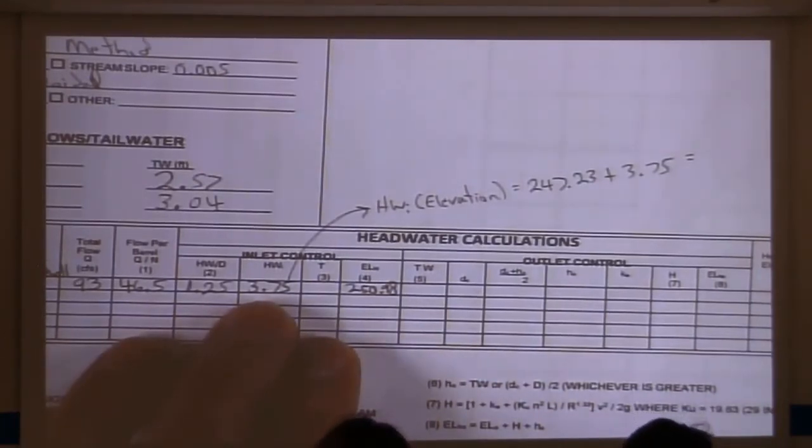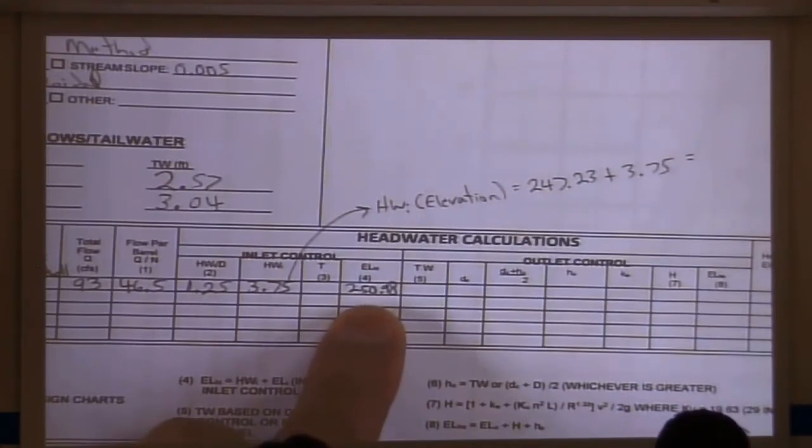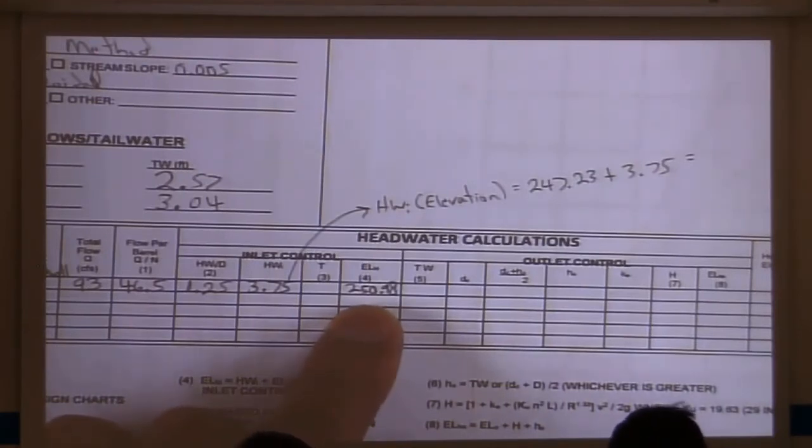We need to check it against the allowable headwater elevation, so we need to put it in terms of elevation. So I just added that depth onto the elevation at the invert of the culvert at the upstream side, right? Transform it from depth to elevation. And that's 250.98. Is that okay? Yes. Because our allowable is what? 253. We're at 251 for all intents and purposes.